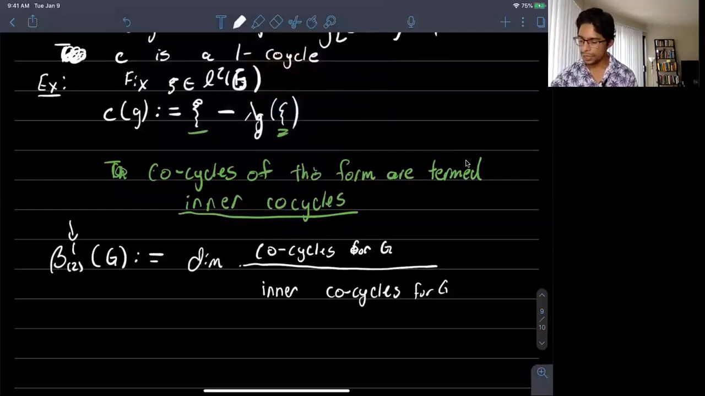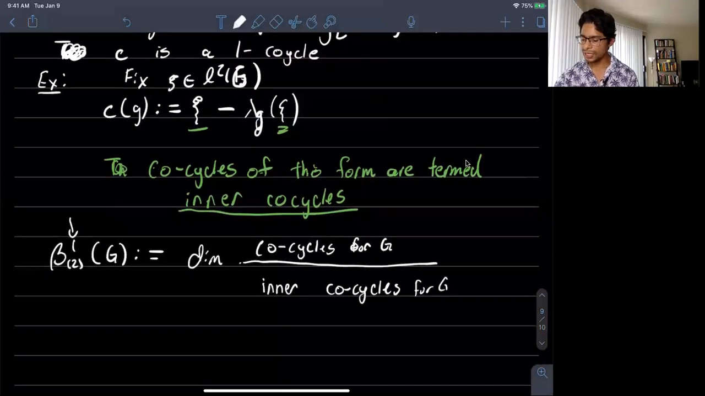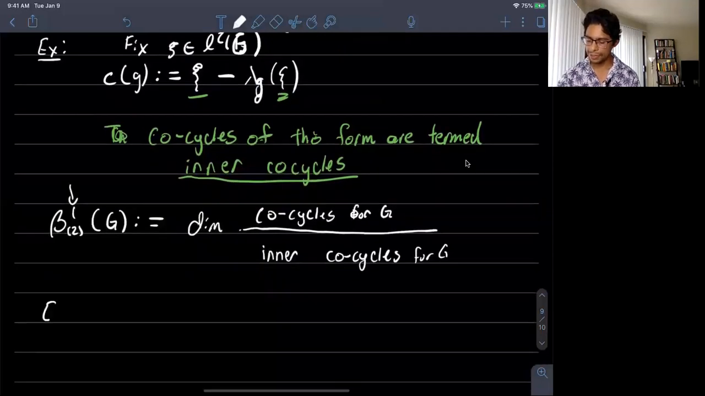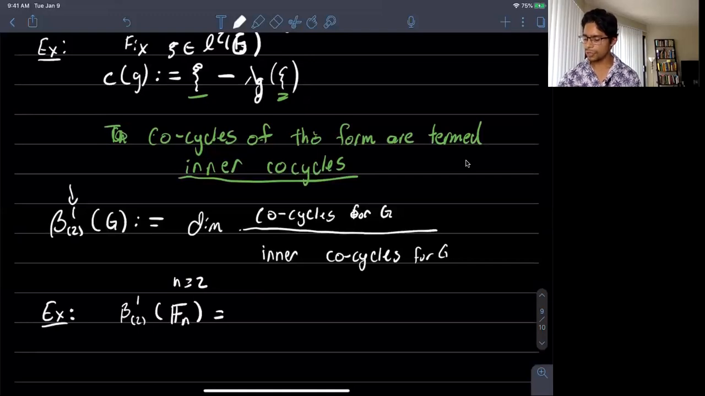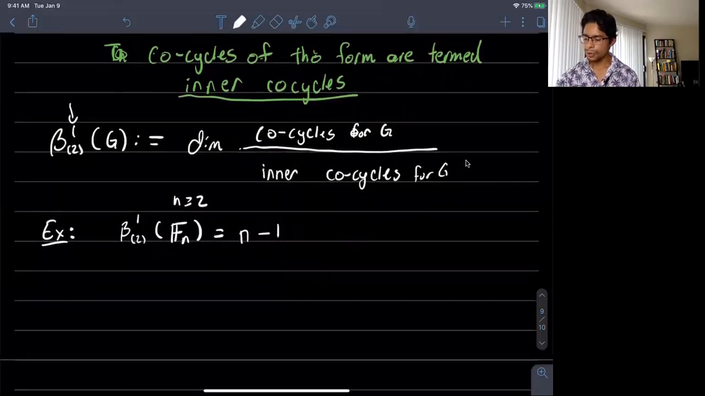Okay, so this is what it is, and then maybe it's nice to have some examples. You can compute these in some cases. You take the free group on n generators with n at least 2. This dimension boils down to the number of generators minus 1. Why is this important?